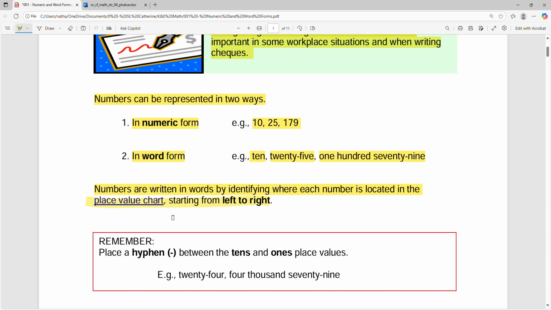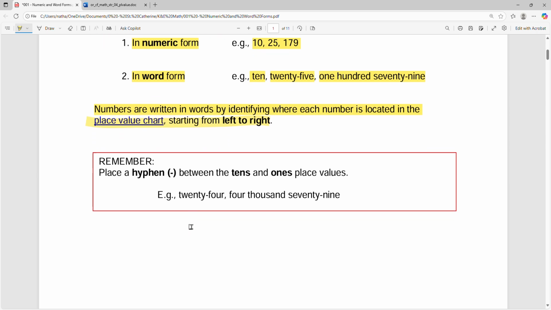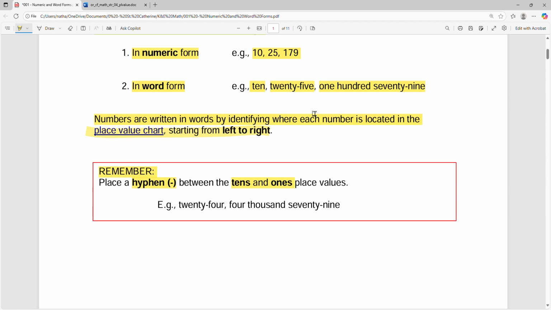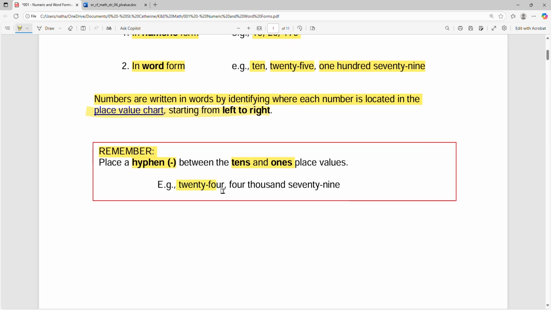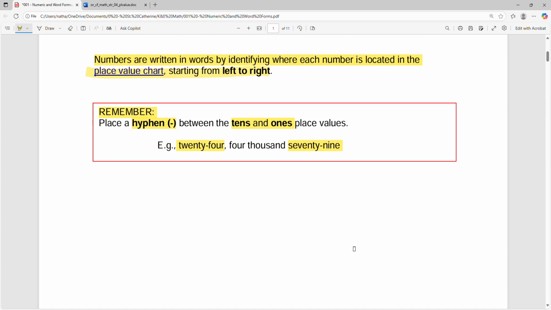Okay, so remember, when we're spelling these words, we place a hyphen between the tens and the ones place value. So that's basically numbers that are from 20 something all the way up to 99. Okay, so example 24, we put a dash between that, and here we have 4,079. So the last part, the 79, we're going to put that hyphen between when we're writing those down.